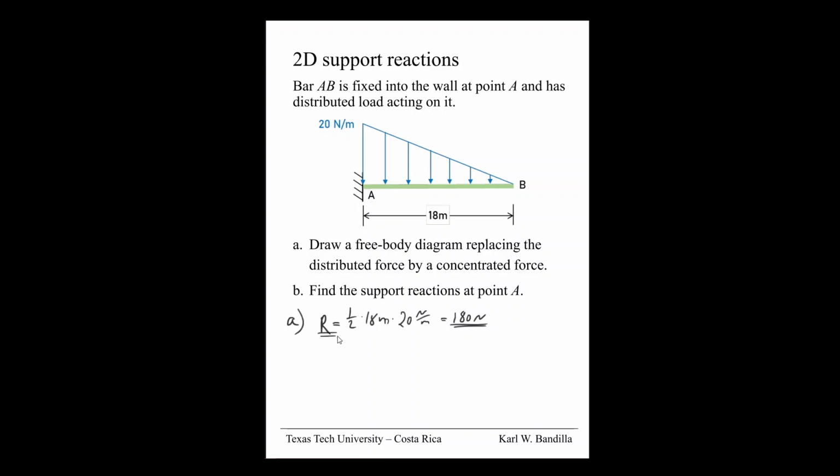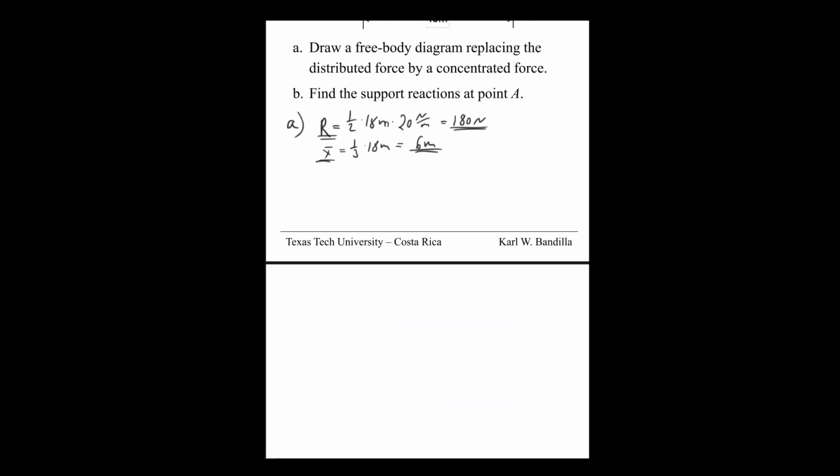That's easy. Then X bar, we have a triangle, but we're not going from the tip, we're going from the other side, so that would be just 1/3 times the length, 18 meters, and that is 6 meters. All right, with that we can draw our free body diagram, but let's do that on the next page. It's getting a little crowded here.